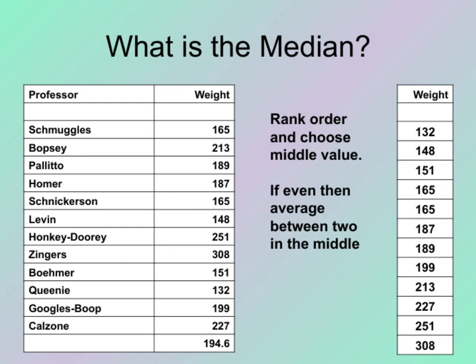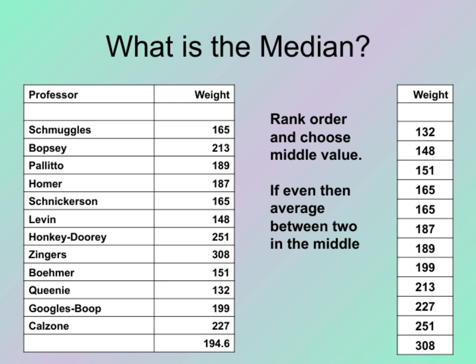All right, let's look at how we rank and choose the middle value. When we have an odd number of data points, we simply pick the middle one after arranging all the values from smallest to largest. But what if we have an even number of data points? In that case, we take the two middle values and find their average.